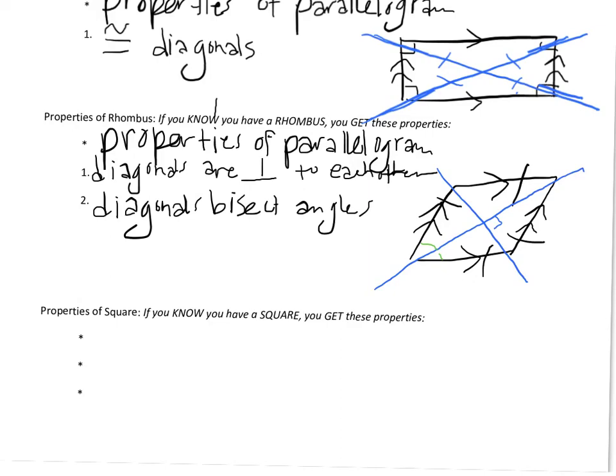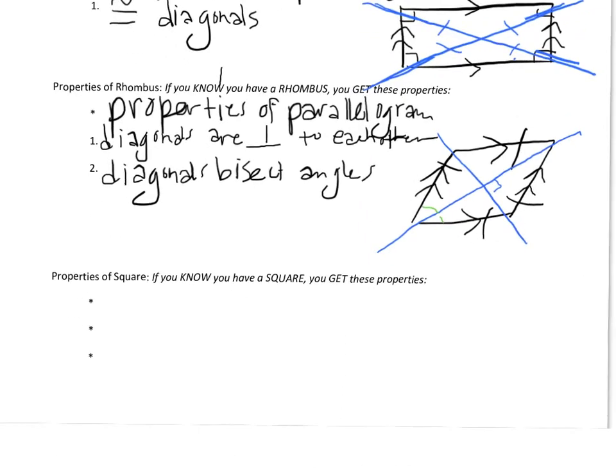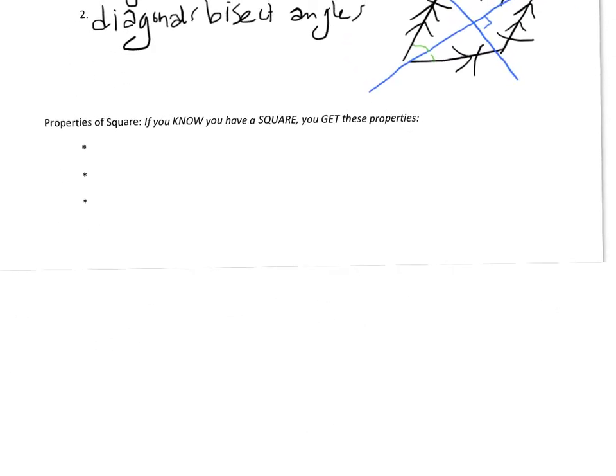And lastly, we have the properties of a square, which actually just inherits all of the properties. So it inherits the properties of a parallelogram, because it is a parallelogram. It inherits the properties of a rectangle, because it is a rectangle. And the properties of a rhombus, once again, because it is a rhombus.